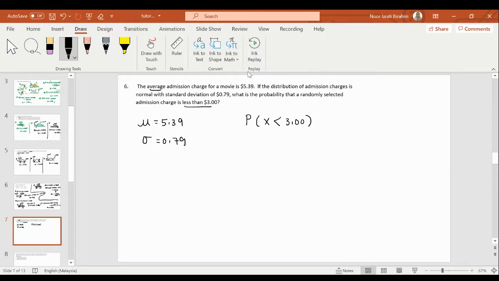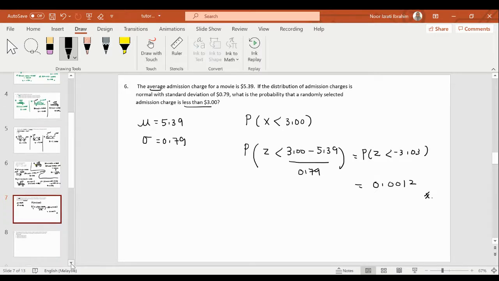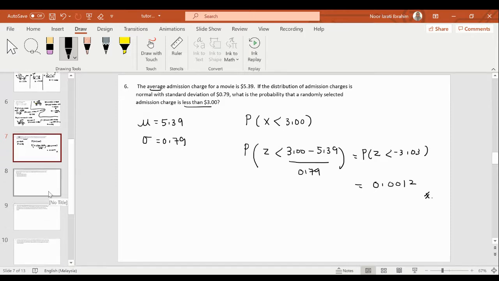To find this, you have to first transform the x to become z, and then only you refer to the standard normal distribution table. So to transform x to z, it will be 3.00 minus the mean 5.39 divided by standard deviation 0.79. That will give us the probability z less than negative 3.03, which is from the table, the answer will be 0.0012. This one we can get directly from the table because it is the probability of z less than.